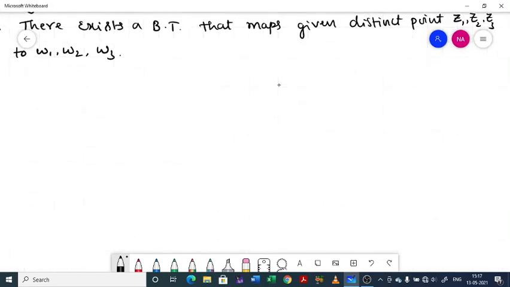So here the opposite way. Points will be given. You need to find the function which carries the corresponding points in z plane into the points in w plane. So this is the next important point.